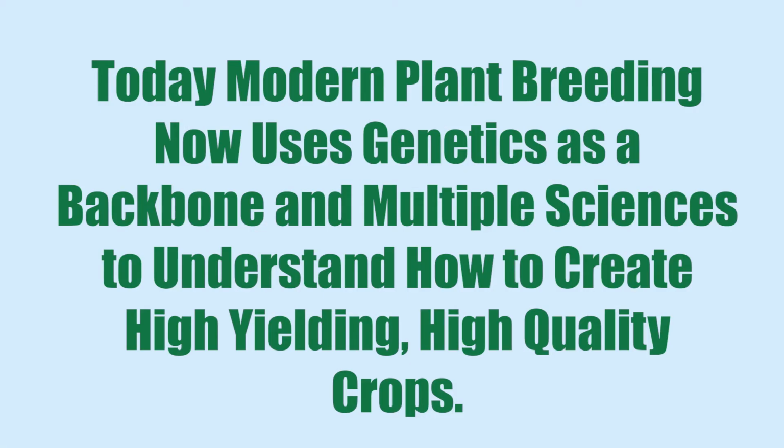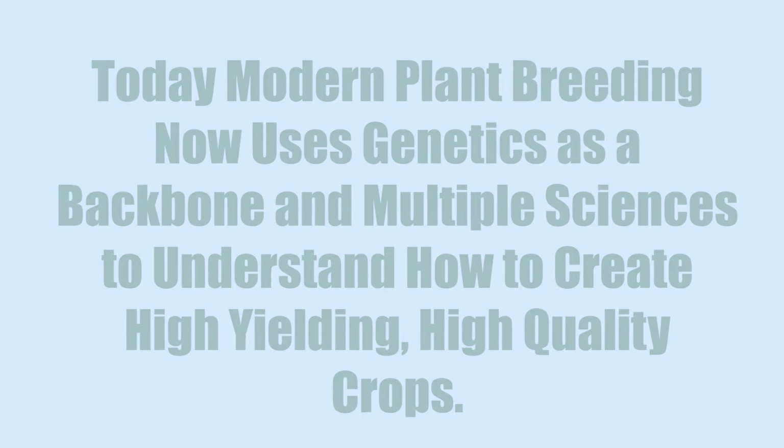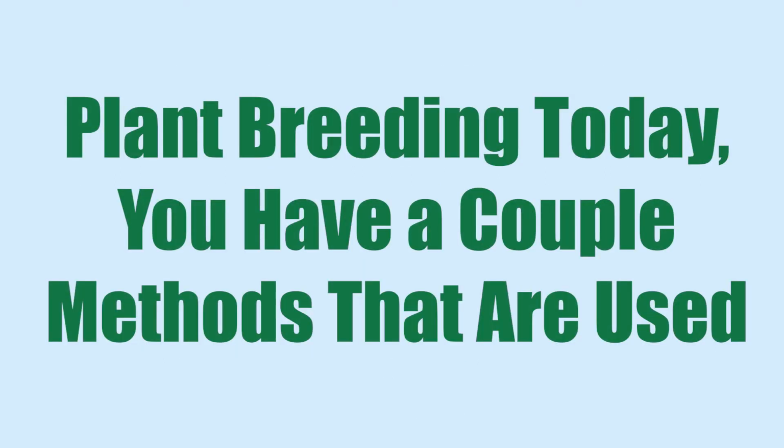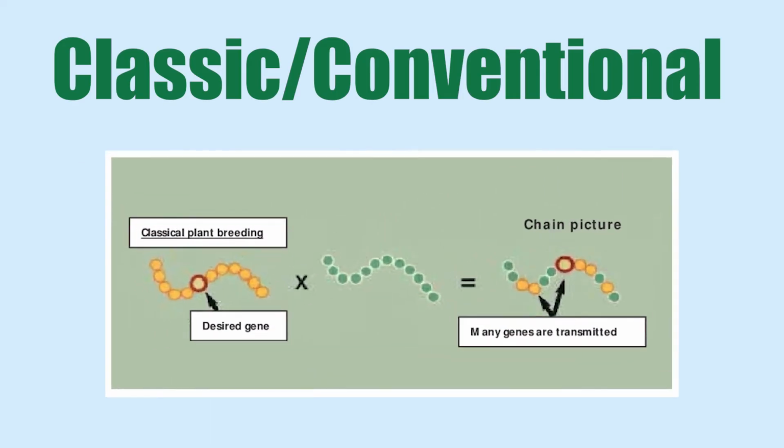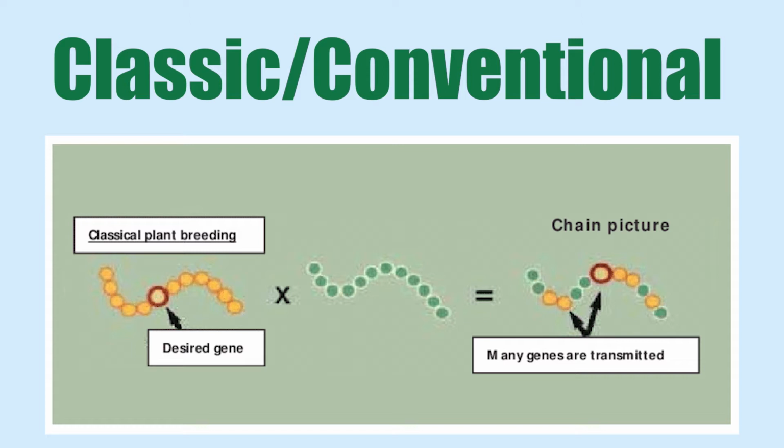Today, modern plant breeding uses genetics as the backbone, and multiple sciences, to understand how to create high-yielding, high-quality crops. In plant breeding today, you have a couple of methods that are used. The first is classical or conventional plant breeding. This is selecting plants to propagate with specific or desirable characteristics and eliminating those with less desirable characteristics. This is one of the most time-consuming methods because you cannot be sure the plants have the traits you want until the offspring grow.